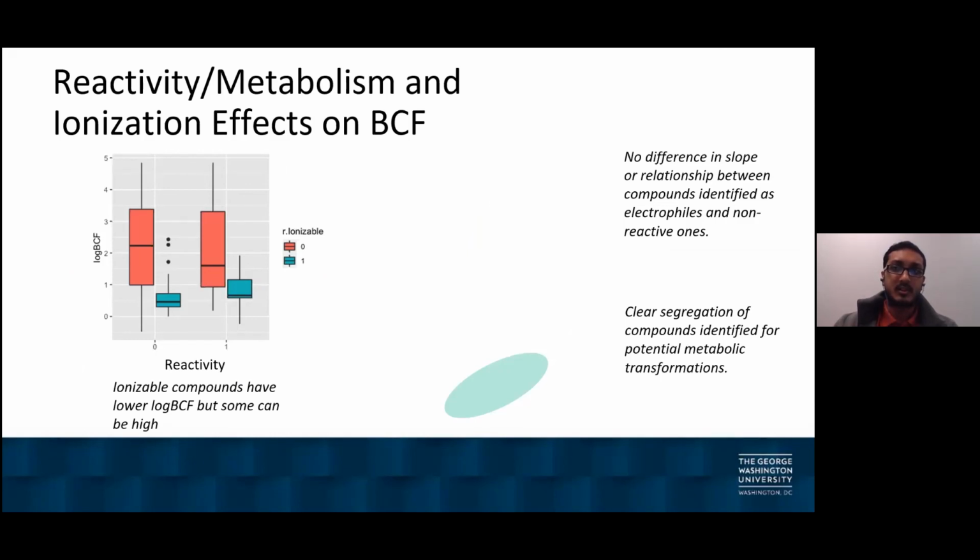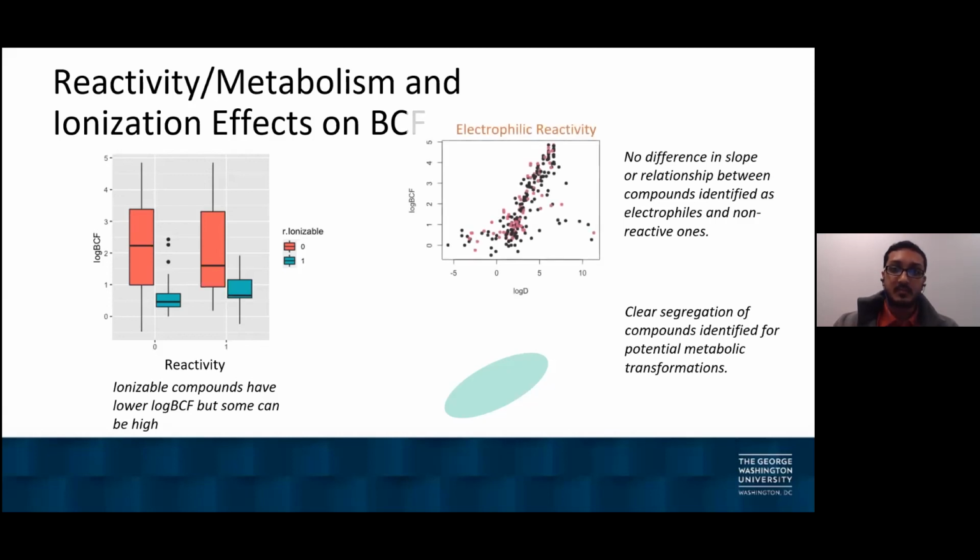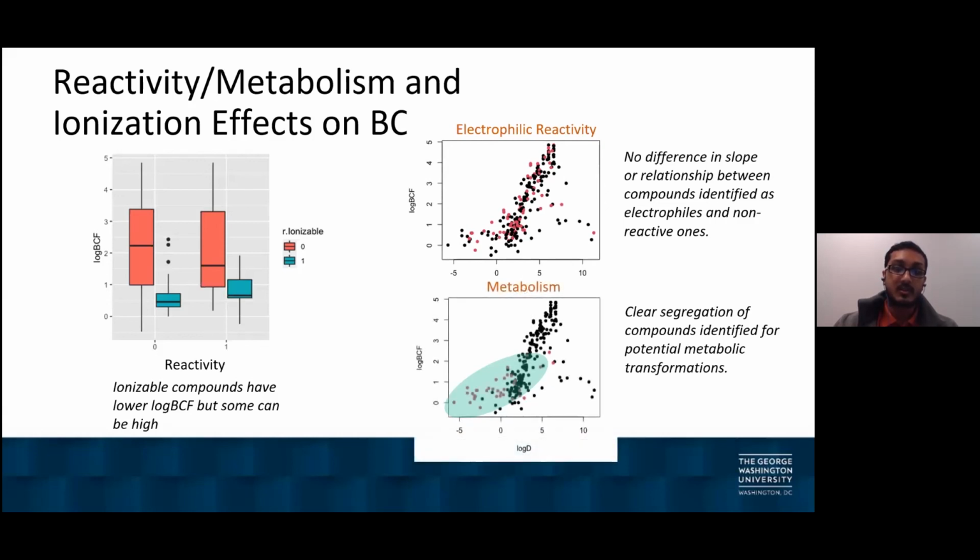Next, we look at trends in reactivity and ionizability. We see no real difference across reactivity metrics, but we do see a different spread of the data in ionizable versus non-ionizable species. And on the right, we see that there's no difference slope-wise in compounds identified as electrophiles and non-reactive compounds. However, there is a clear difference for compounds identified for potential metabolic transformations and the rest of the data. So this goes back to the concept of BCF values originating from the parent compound, so it's important to identify these potential metabolized species.